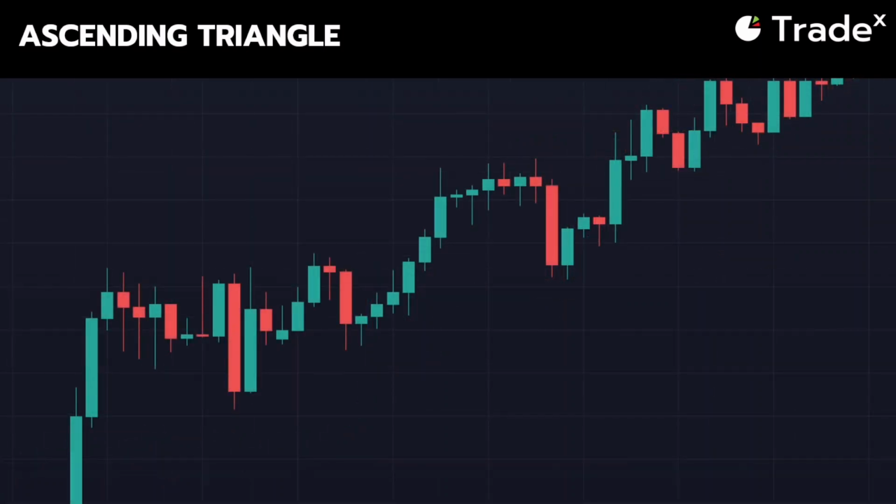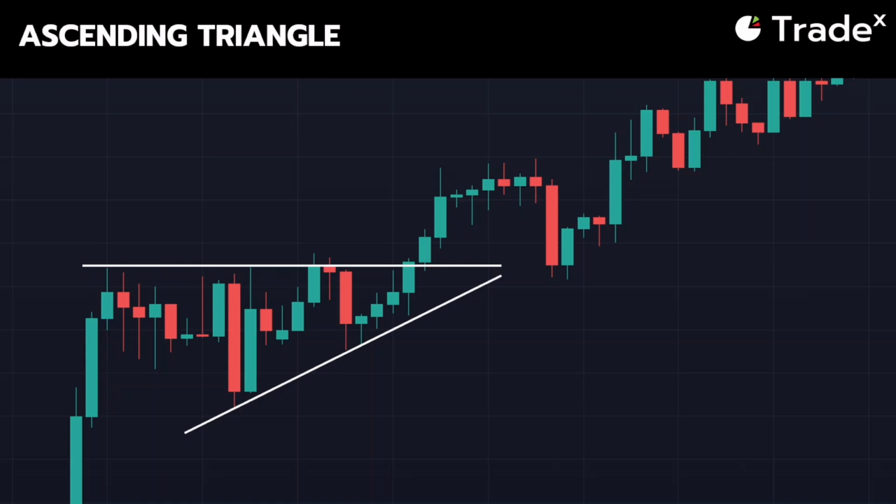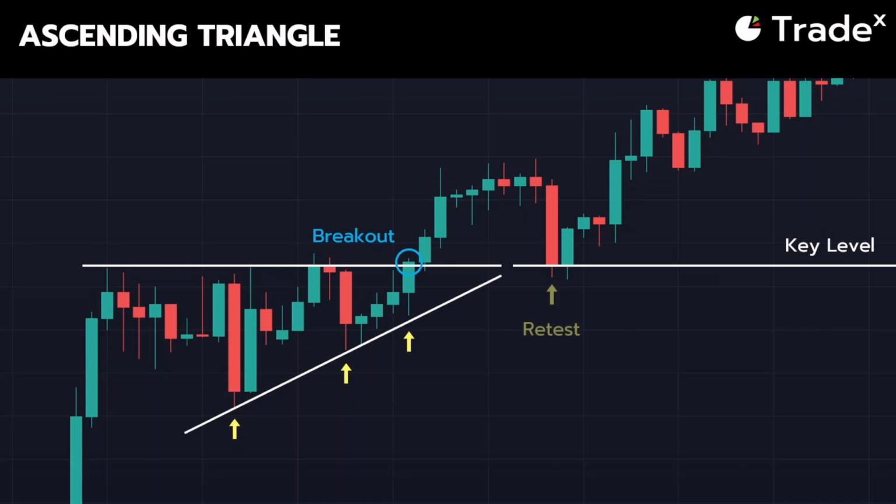Lastly, we can combine the ascending triangle with price action for a more refined trading strategy. During the consolidation phase following a price spike, an ascending triangle forms. Traders have two main options for entering the trade. They can either enter immediately when the pattern breaks upward or wait for the price to pull back to the key level and retest it.